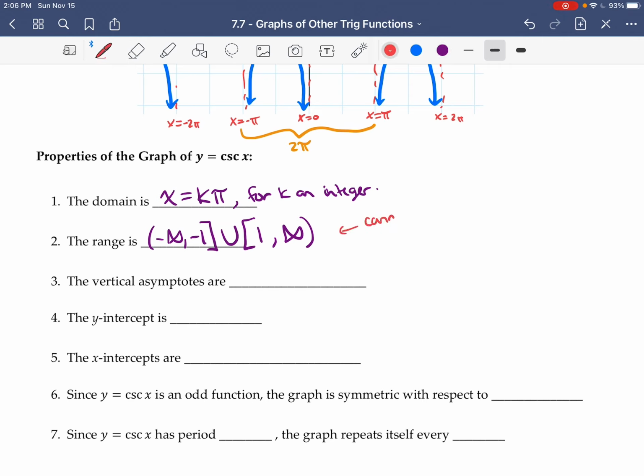Maybe I'll just write here: we cannot get any y values where the y value is between 1 and -1. Those are the ones we cannot get. We can get all the others. The vertical asymptotes are all the points that are not in the domain, so those are going to be at integer multiples of pi.